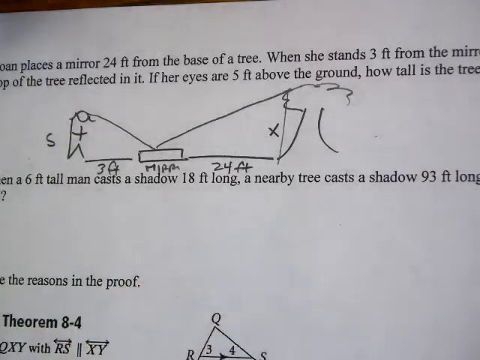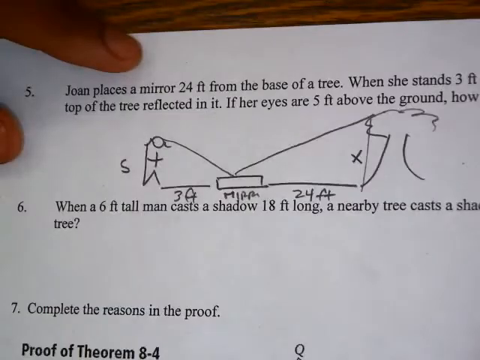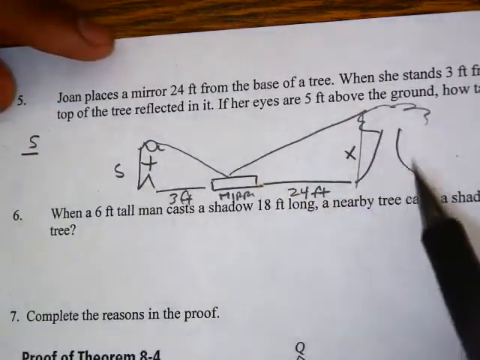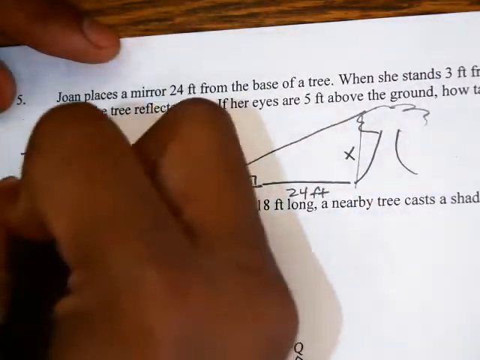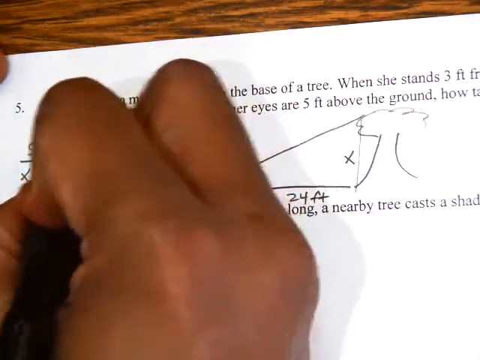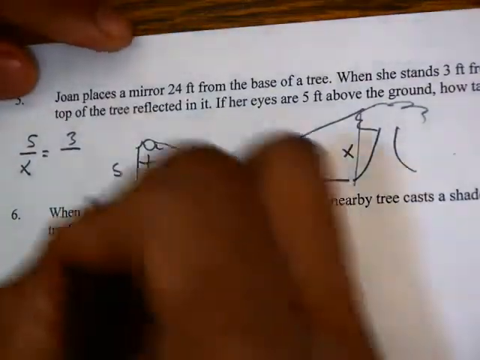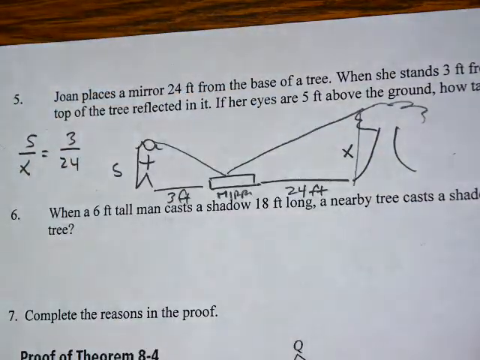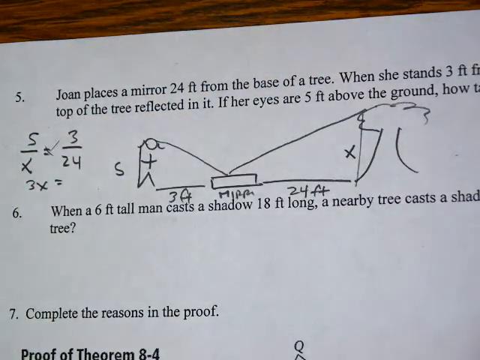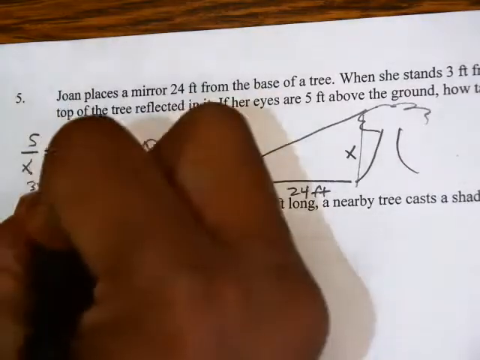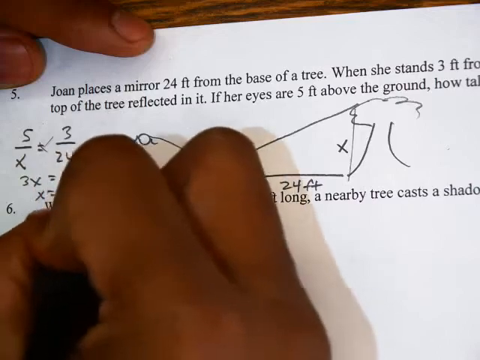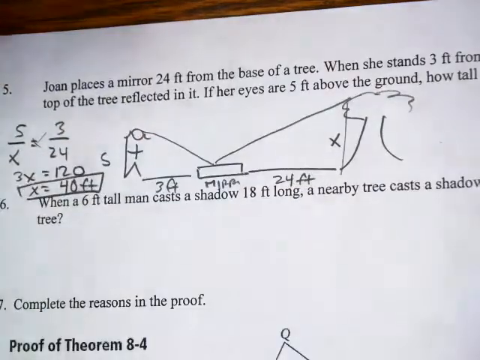Okay, so now we need to create a proportion to solve this problem. So I can go with 5 over the height of the girl with the height of the tree, 5 over x. That should equal the distance from the girl to the mirror, 3, with the distance of the tree from the mirror, 24. So when I cross multiply, I get 3x. 5 times 24 is 120. And divide by 3, and I get that x is 40 feet tall. The height of the tree is 40 feet.